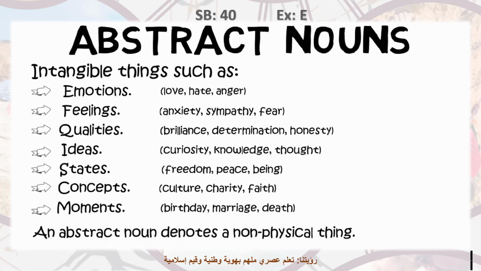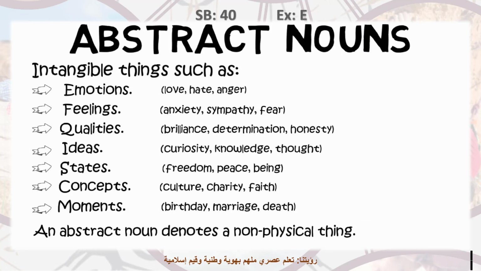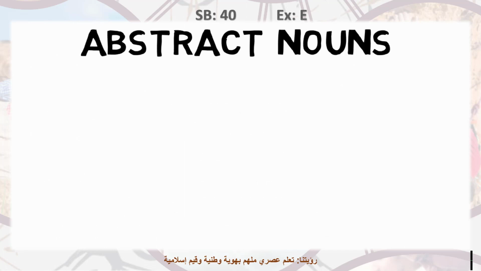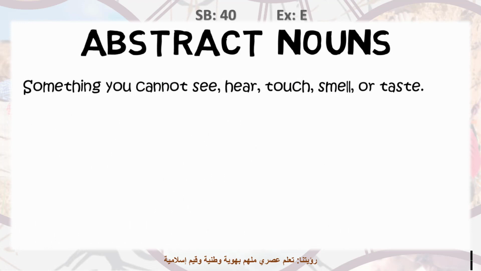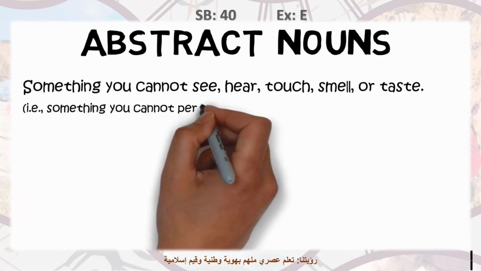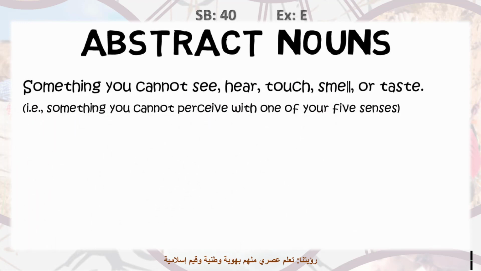So an abstract noun denotes something that's non-physical. Just reiterate that. An abstract noun is something you cannot see, hear, touch, smell, or taste. In other words, it's something you can't perceive with one of your 5 senses.